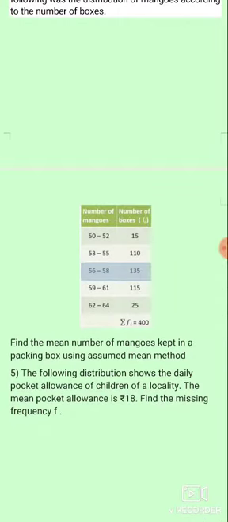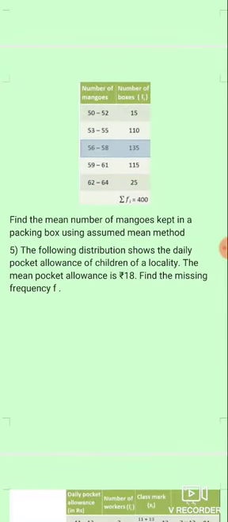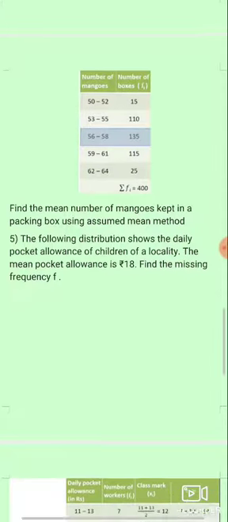Now the next question. The following distribution shows the daily pocket allowance of the children of a locality. The mean pocket allowance is given as rupees 18. Find the missing frequency F. So listen carefully, students. Here the mean is given. You need to find out the missing frequency.